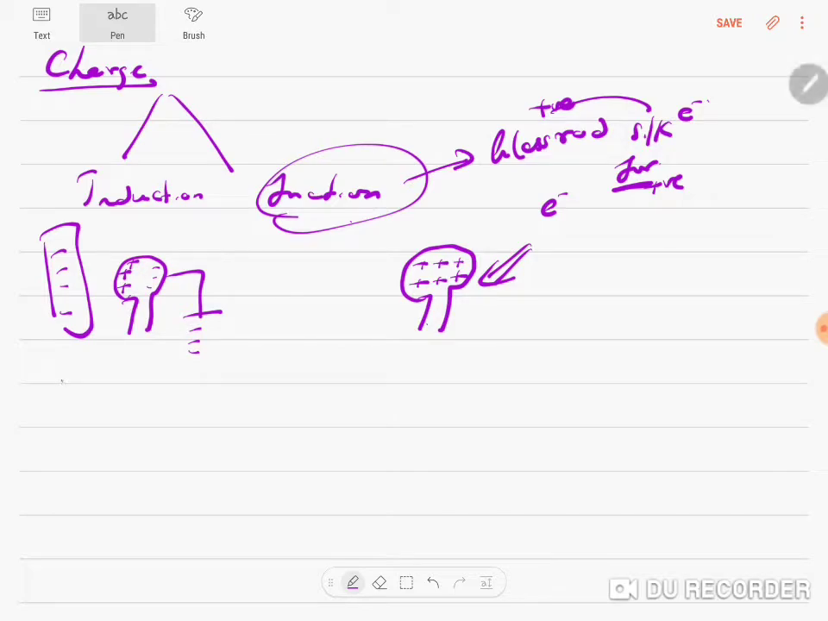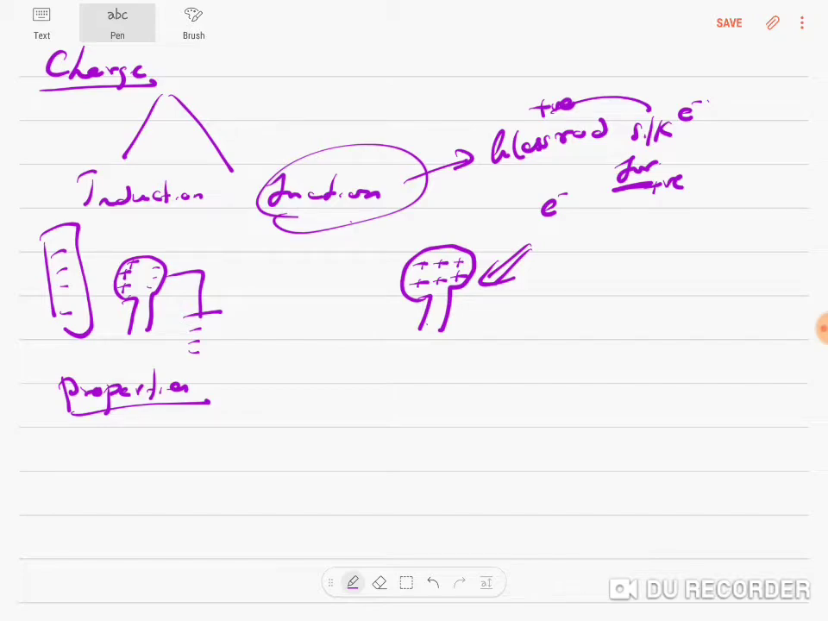So now let's come to the properties of charge. What are the properties of charge? One is additive nature of charge, second is quantization of charge, third is conservation of charge. Then unlike charges attract, like charges repel. And unlike mass, the charge does not change while in motion.